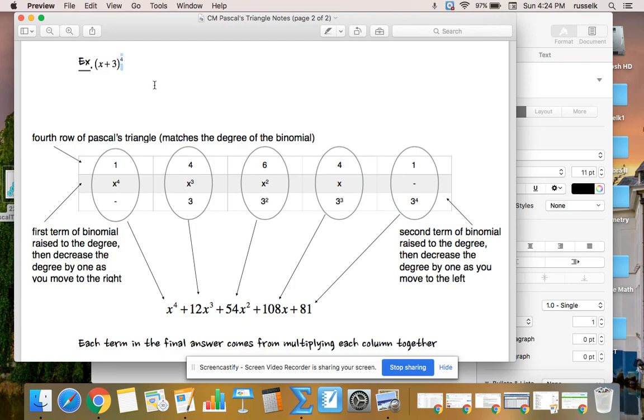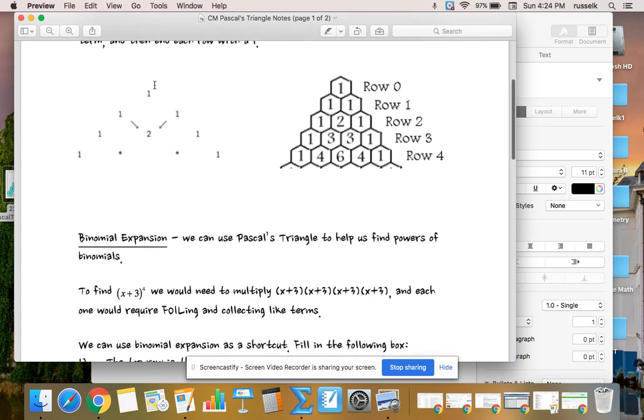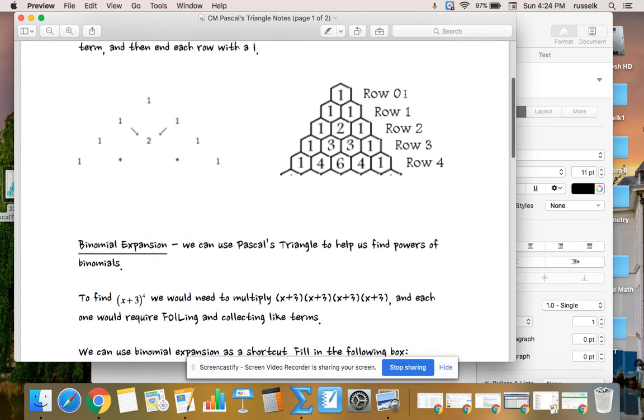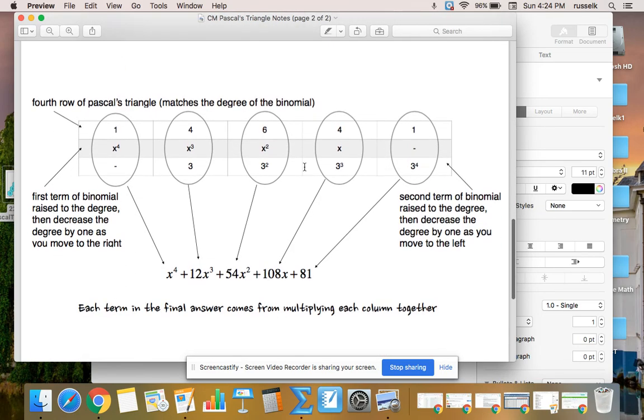Going back to Pascal's triangle, just be careful. The top row is row 0, row 1, row 2, row 3, row 4. So the one we are working with would be 1, 4, 6, 4, and 1. So that's going to go in the top of our table.